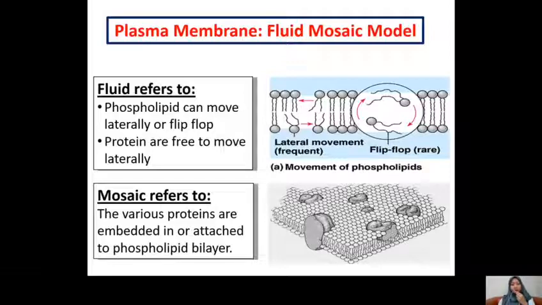However, there's a reason why we call it mosaic as well. The reason is the presence of various proteins embedded in the phospholipid bilayer. As you can see from the diagram here, there are globular proteins embedded in the phospholipid bilayer. Hence, we call it the fluid mosaic model.